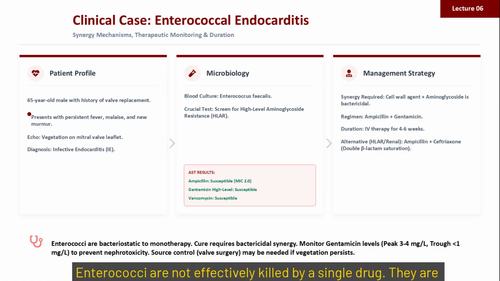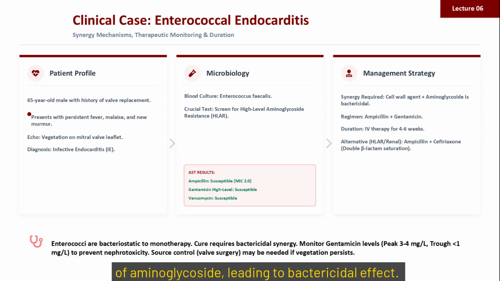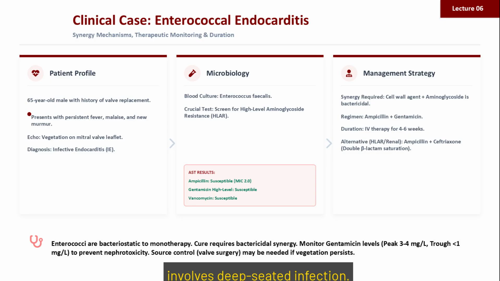Enterococci are not effectively killed by a single drug. They are bacteriostatic with monotherapy. So we need synergistic therapy. We combine a cell wall inhibitor, ampicillin, with an aminoglycoside, gentamicin. The beta-lactam weakens the cell wall and allows better entry of aminoglycoside, leading to bactericidal effect. Treatment duration is long, usually 4 to 6 weeks, because endocarditis involves deep-seated infection.